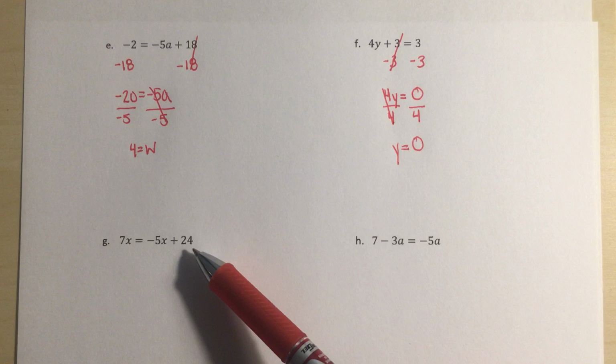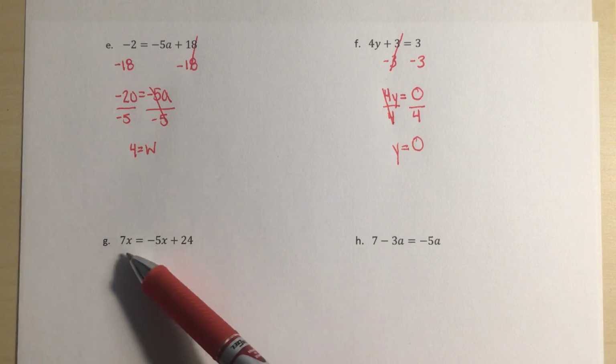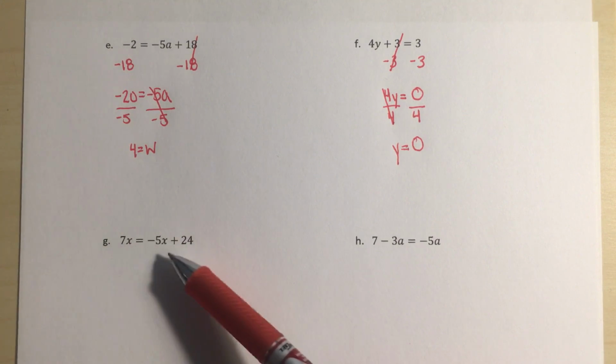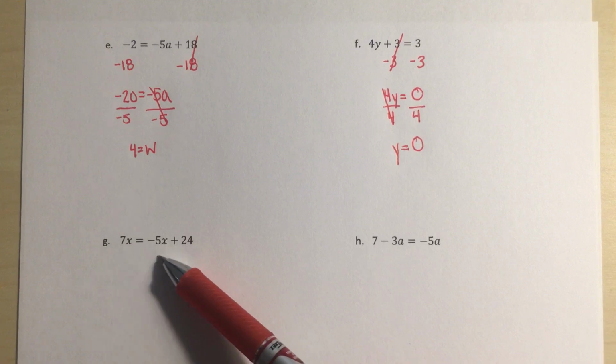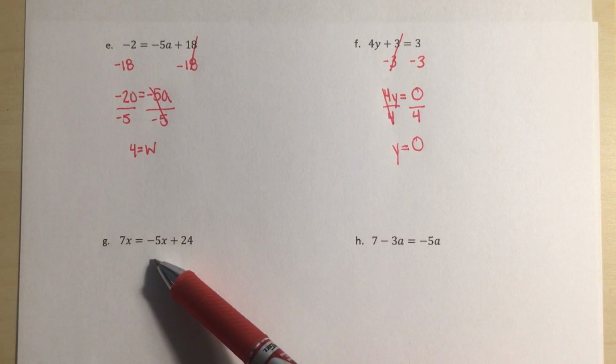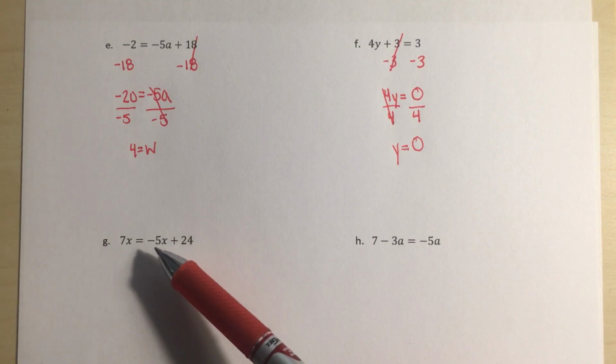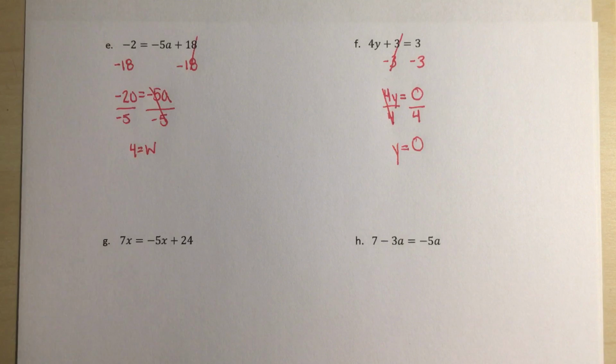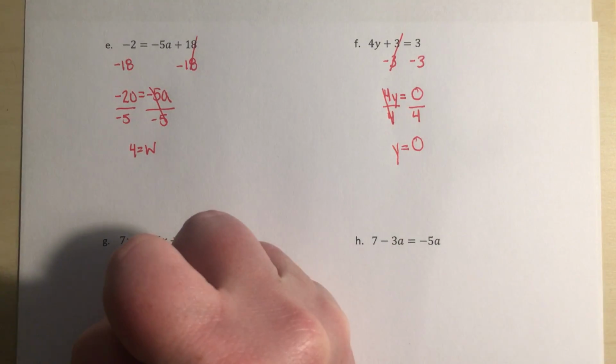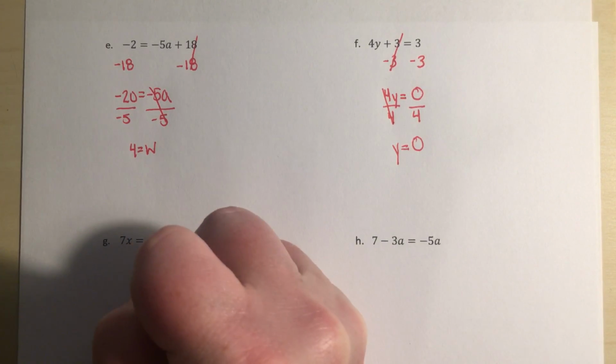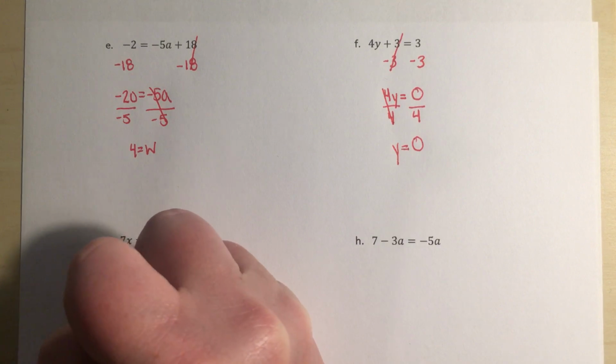So looking at G, right, we want all of our variables to be on this side. So that means we need to get rid of our extra term that's on this side. But instead of canceling out a number like we did up here, we're going to cancel out a variable to move this variable to the other side down here. So I'm going to cancel out this -5x by using a +5x.